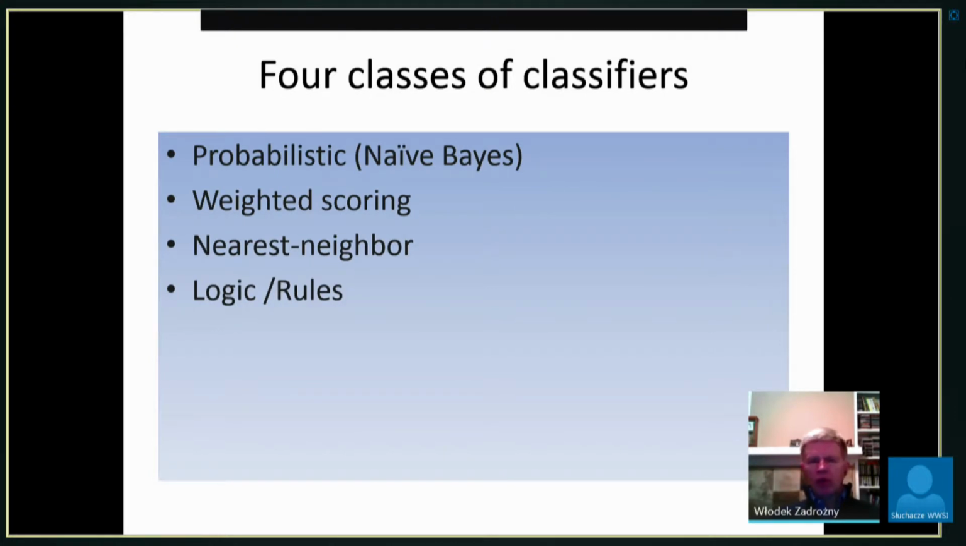We will be talking about 4 classes of classifiers. So it starts with probabilistic naive Bayes classifier. We're going to be then moving towards weighted scoring classifiers. And we already talked about logic classifiers, so rule-based classifiers, although we didn't apply it to text. And in the lecture in January, we will also talk about nearest neighbor classifiers.